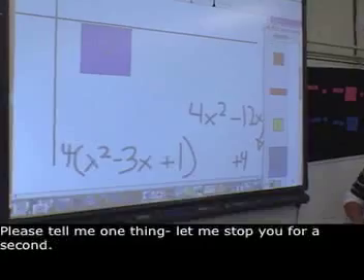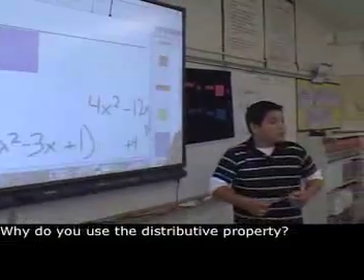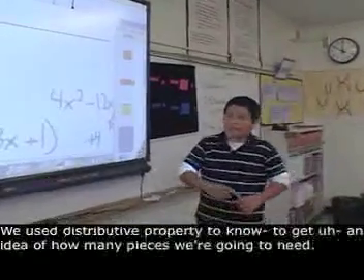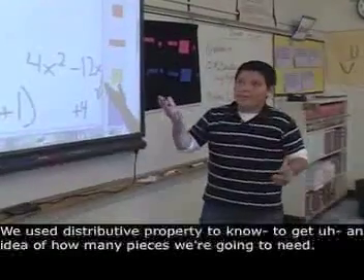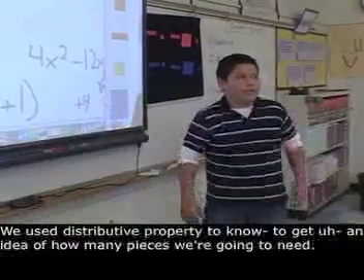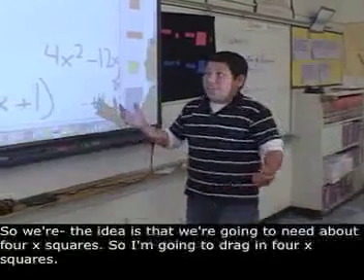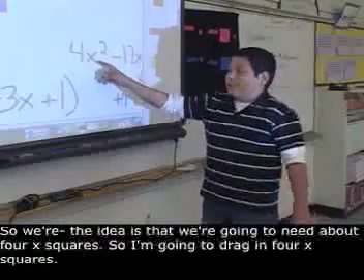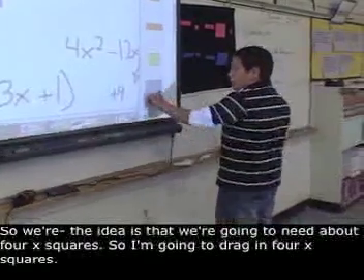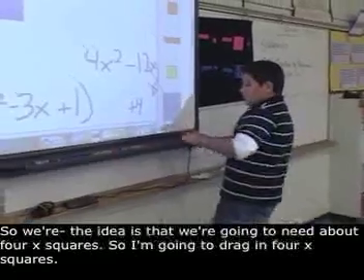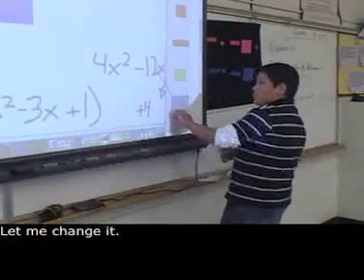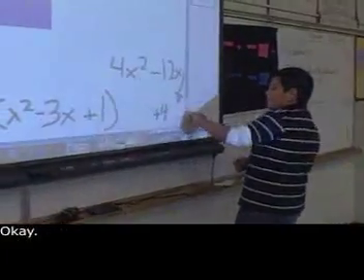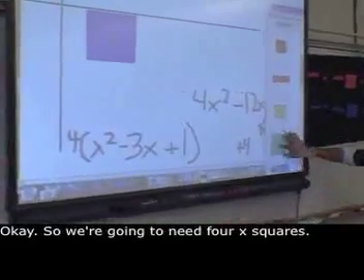Chris, tell me one thing. Let me stop you for a second. Why do you use distributive property? We use distributive property to get an idea of how many pieces we're gonna need. Okay. So the idea is that we're gonna need about 4x squares. So I'm gonna drag in 4x squares. Let me change it. I got it. Okay. So we're gonna need about 4x squares.